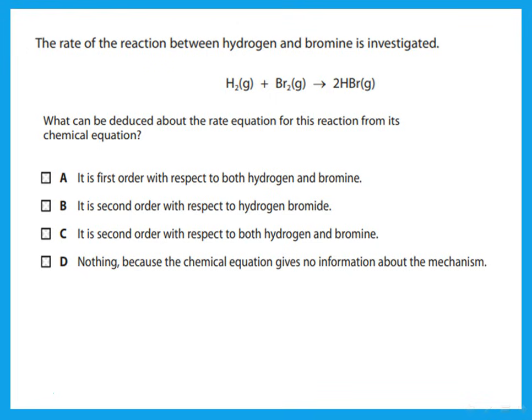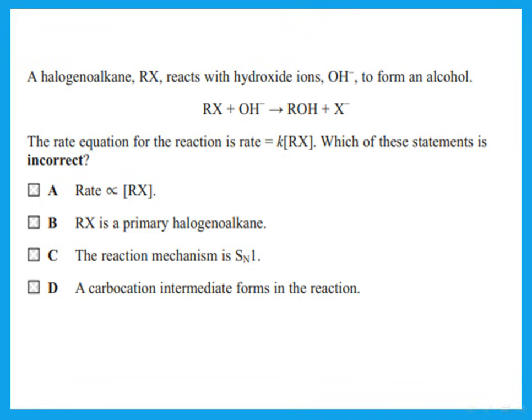The rate of the reaction between hydrogen and bromine is this. What can be deduced about the rate for this reaction from its equation? So looking at the equation, what can you tell about the rate? Actually, you can't tell anything from the chemical equation. Remember, we cannot tell the rate of any reaction simply by looking at its chemical equation.